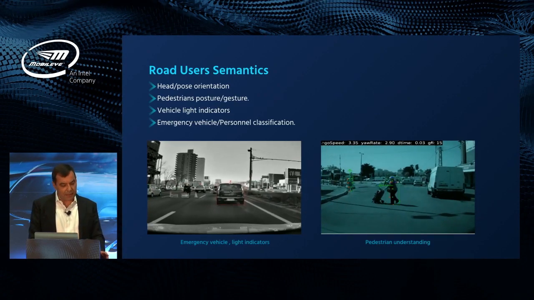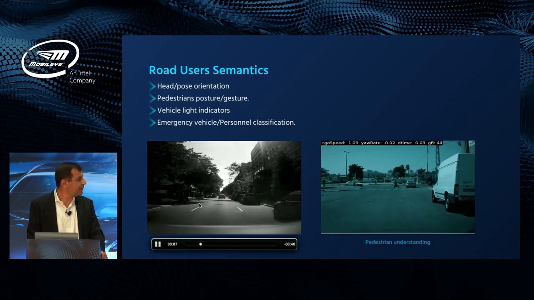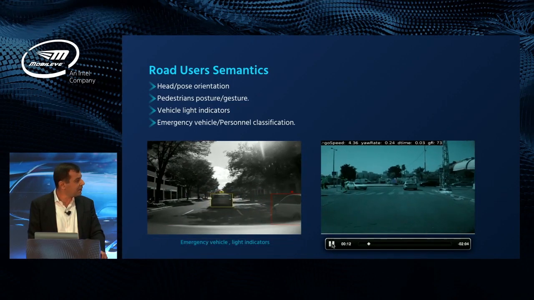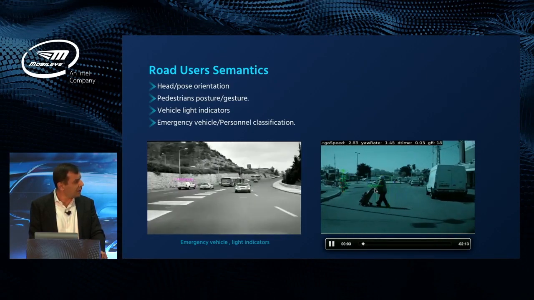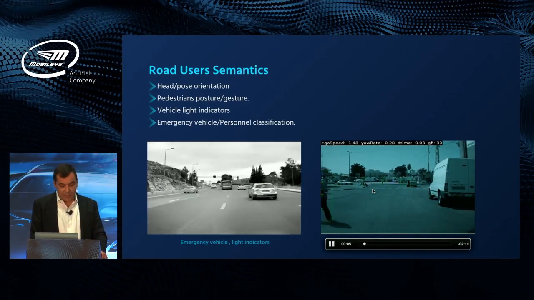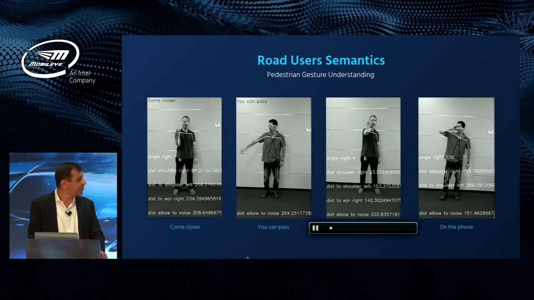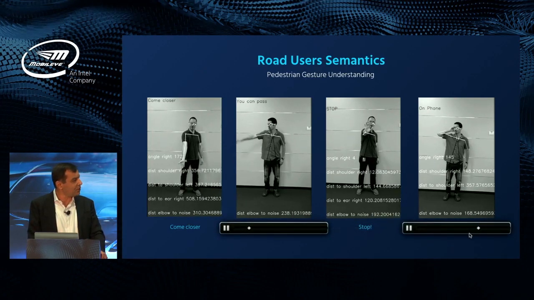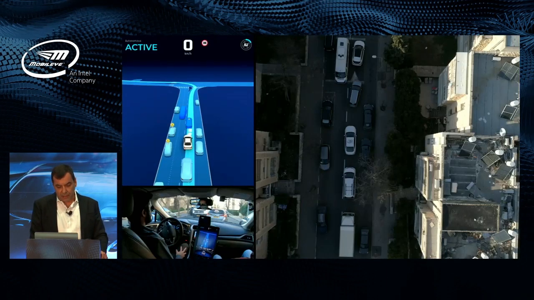Then there's semantics, knowing about blinkers, emergency vehicles, knowing what pedestrians are doing. Let me run this again, because at the beginning we see what this is. Okay, so we know the orientation of the pedestrian. We can go deeper than that and also understand hand gestures, to know what they mean: come closer, you can pass, stop, I'm on the phone. All of this is also part of the system as part of semantics. So now let me put all of this together.